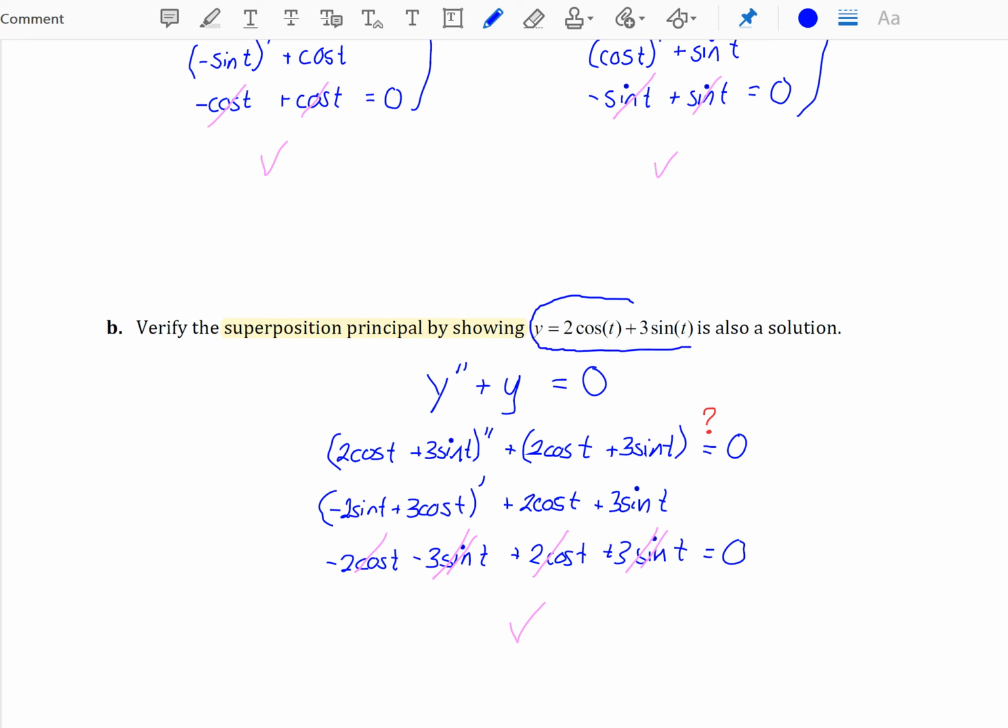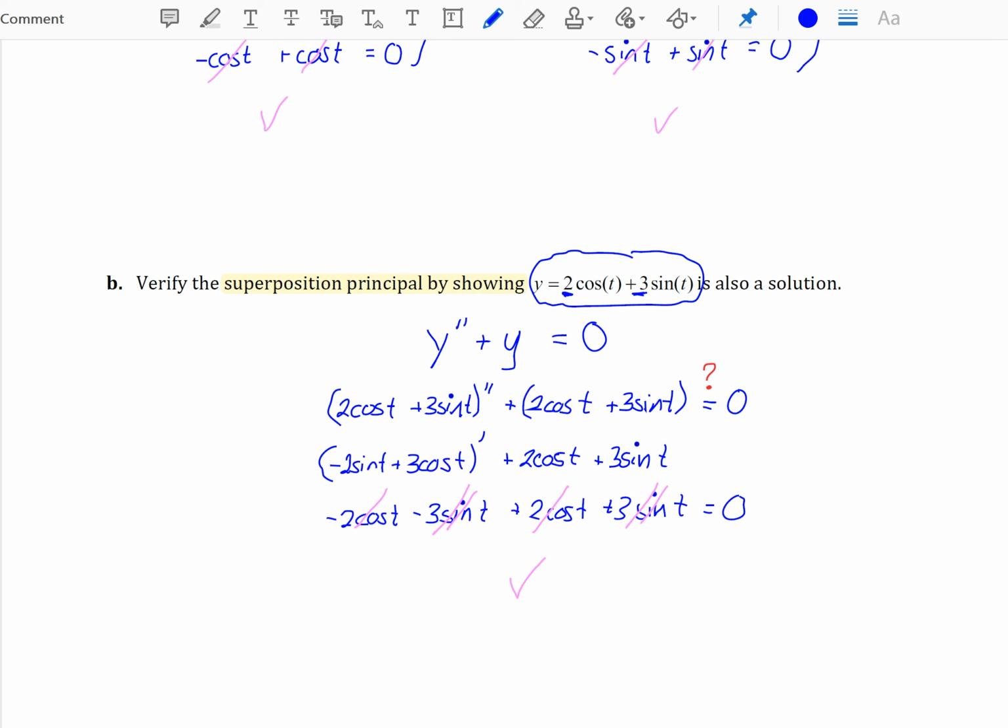And again, I do want to emphasize there's no reason that I picked 2 and 3 to be the coefficients of each of these. It was completely random. I just wanted to pick any 2 values. You can change these to be -2, +5. It wouldn't matter. These would still both be solutions, and this would still be a linear combination. It would be a solution.